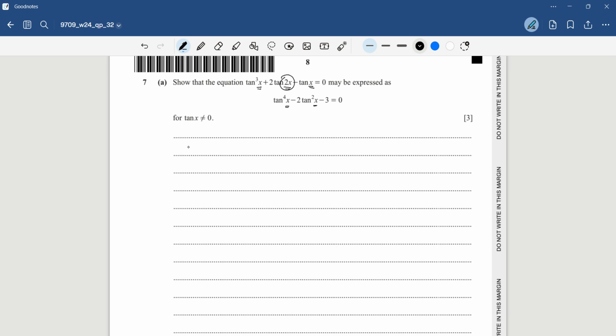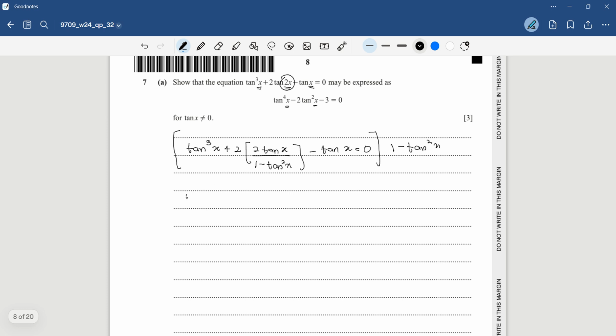So tangent cube x plus 2 tangent x over 1 minus tangent square x. You can get it from the formula booklet, so you can directly take from there. And then I multiply the equation with 1 minus tangent square x because I want to eliminate the denominator.